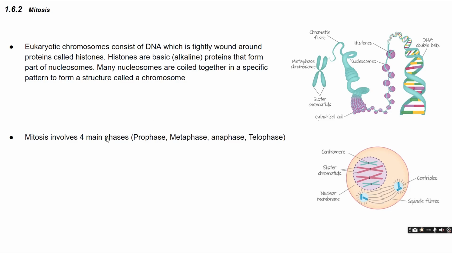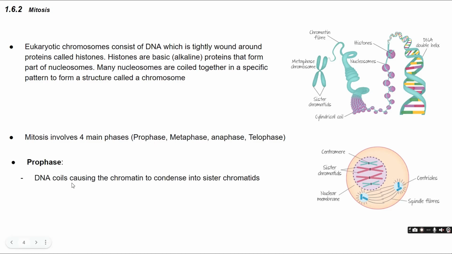There are four parts of mitosis. We have prophase, metaphase, anaphase, and telophase. In prophase, which we see on the right here, DNA coils using chromatin to condense into sister chromatids. We have these sister chromatids right here. And the nucleolus disappears, so there's no longer a nucleolus inside the nucleus.